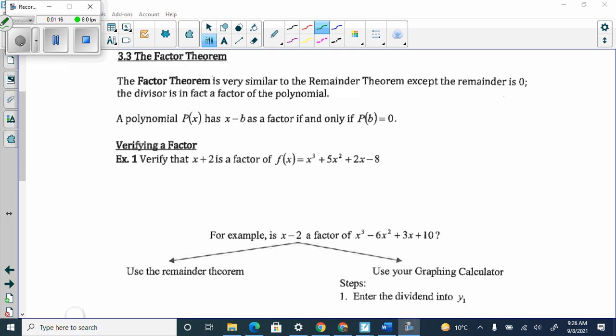A polynomial p of x has an x minus b as a factor if and only if p of b equals 0. If p of b equals 0, it's an x-intercept. Therefore, x minus b is a factor. We've stated this a whole bunch of times, right?